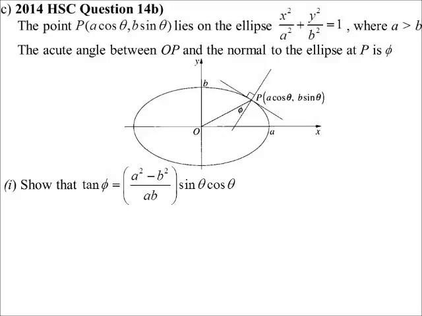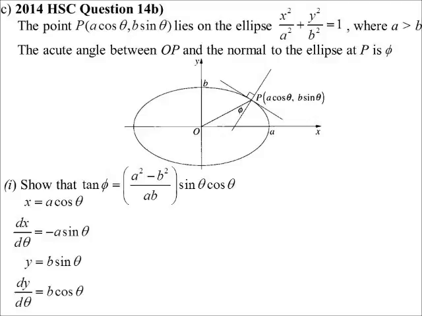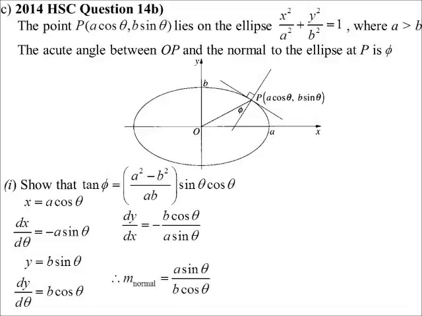The only thing I can really think of here is the angle between two lines. Use that formula. That would come up with tan alpha. So I'd need the slope of OP, and I'll need the slope of the normal. So let's differentiate. There's dy dx. So slope of the normal, A sin theta on B cos theta. Slope of OP, B sin theta on A cos theta. So tan phi will be slope 1 minus slope 2 over 1 plus slope 1 times slope 2.